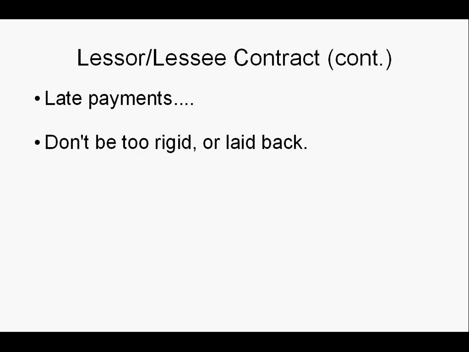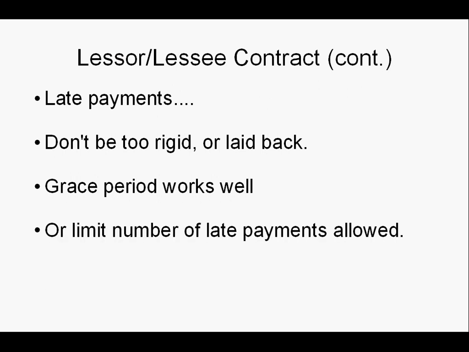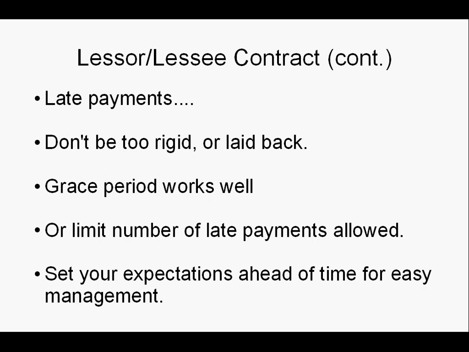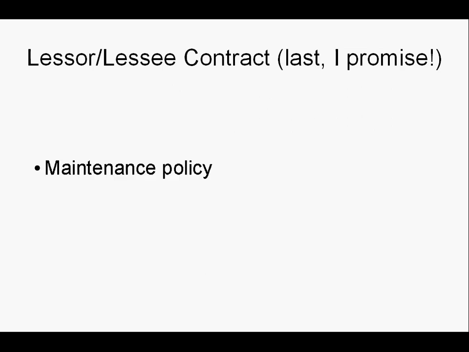For example, you can have a policy on late payments, and I would recommend that you not be too rigid and reactive with this policy, and don't be too laid back either. One thing you can do is have a grace period in which late payment will be tolerated, or you can limit the number of times you'll allow the payment to be late. It's important to set rules that will make your life easier, and when these rules are laid out ahead of time and agreed to by both parties, then the expectations are set, and it gives you the structure that you need to manage your tenants.